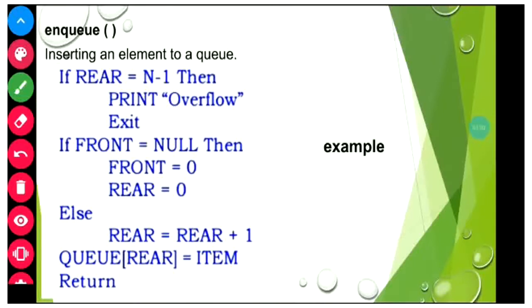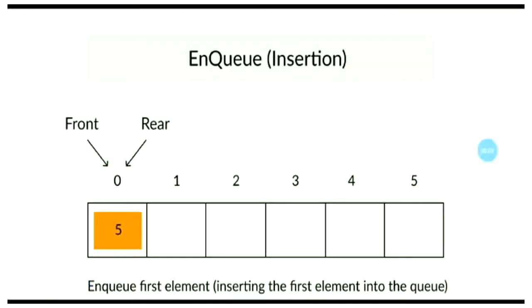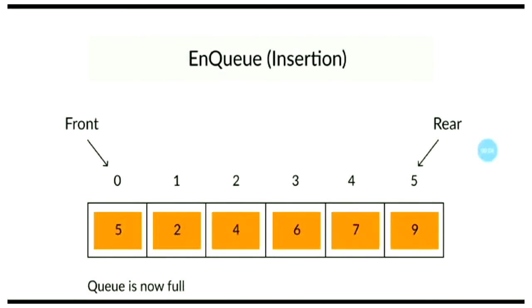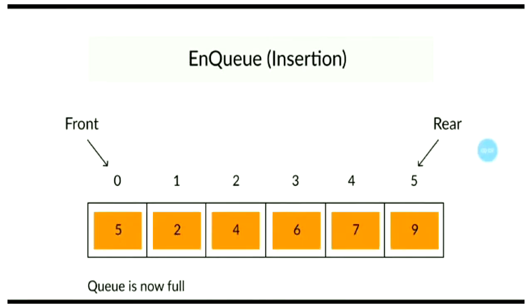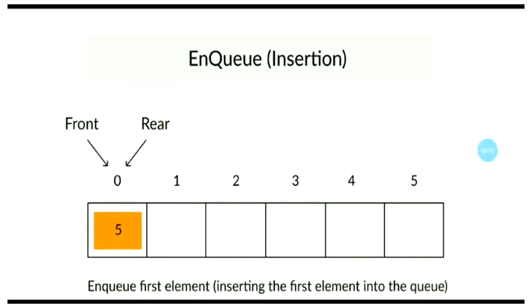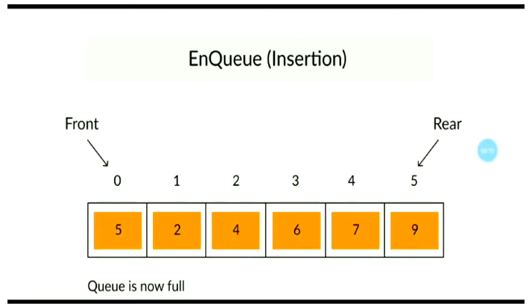Let us see one example regarding this. See here. First the queue is empty, front and rear are pointing to -1. After that, one by one the elements are inserted until queue is full.